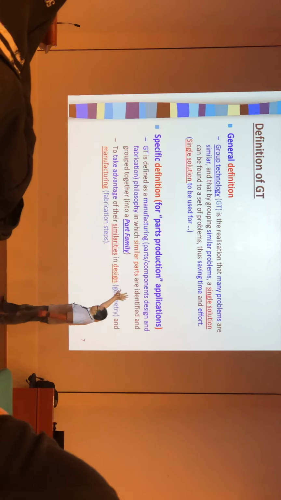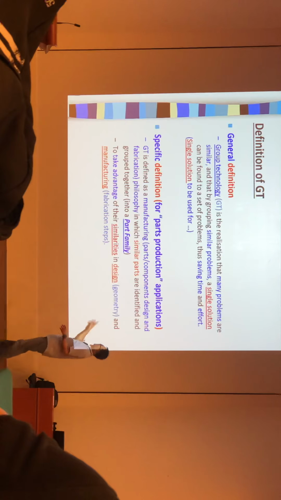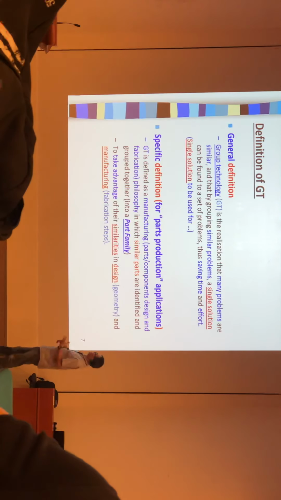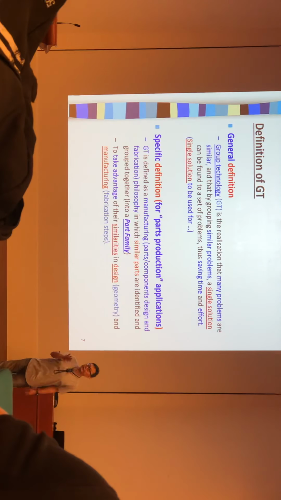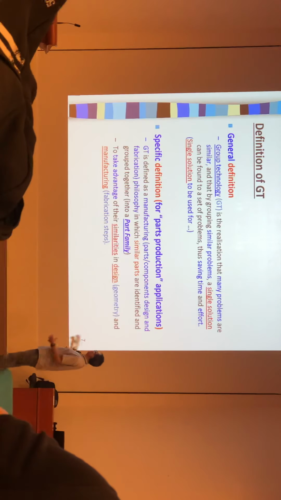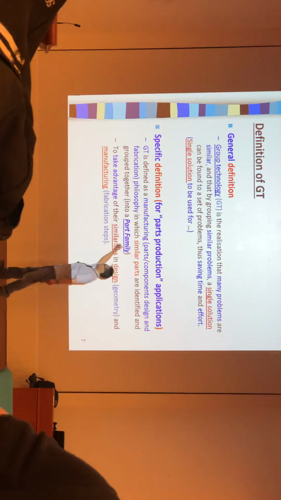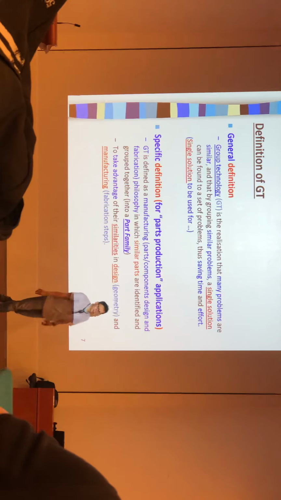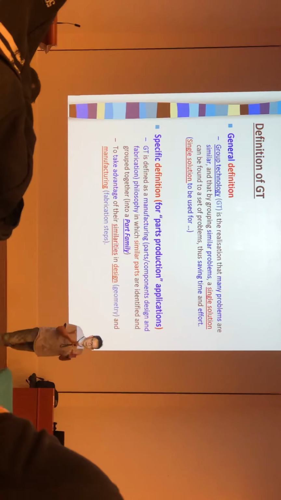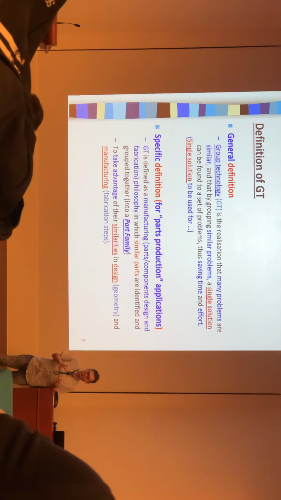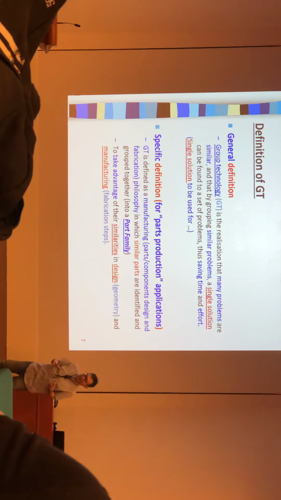So GT in this field is defined as a manufacturing so-called philosophy in which similar parts, the objects that we're dealing with are parts or components, are identified and grouped together into a part family. Remember this name. Okay. So parts are similar. Again, similarity is based on which attributes you refer to, you define, right?